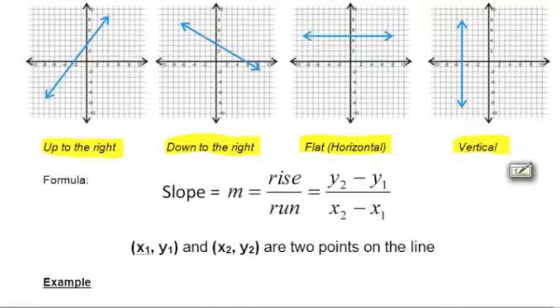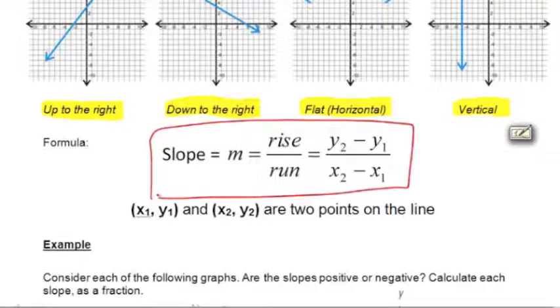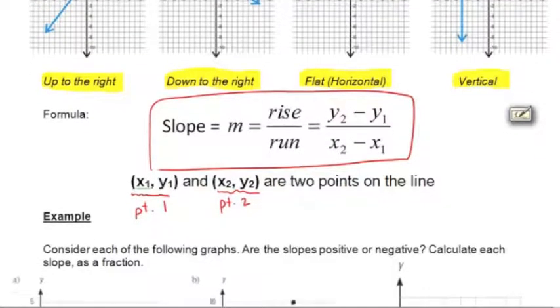Okay, so the slope formula that uses coordinate points on a graph: slope is still rise over run, but now we're looking at the x and y coordinates for specific points. Just a reminder, your coordinate points always go x and then y. So x1, y1 just means that's one point, and this is another point, because what we're finding the slope between is two points on a line.